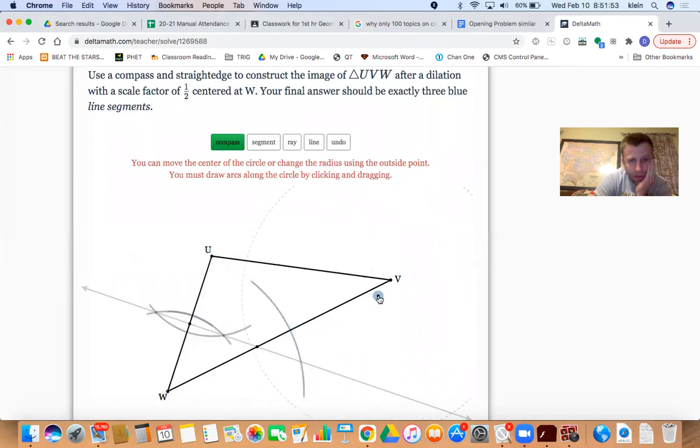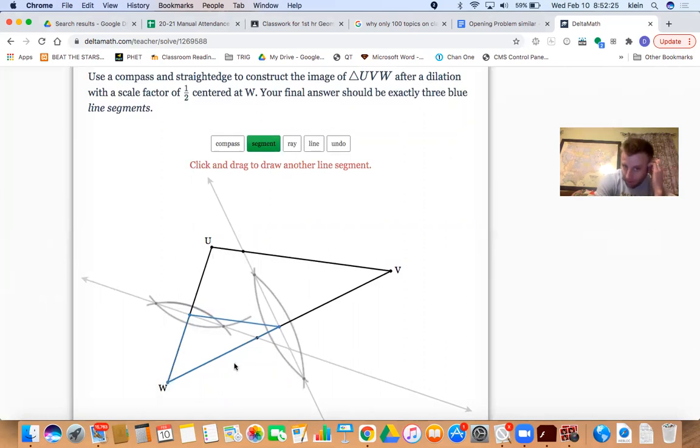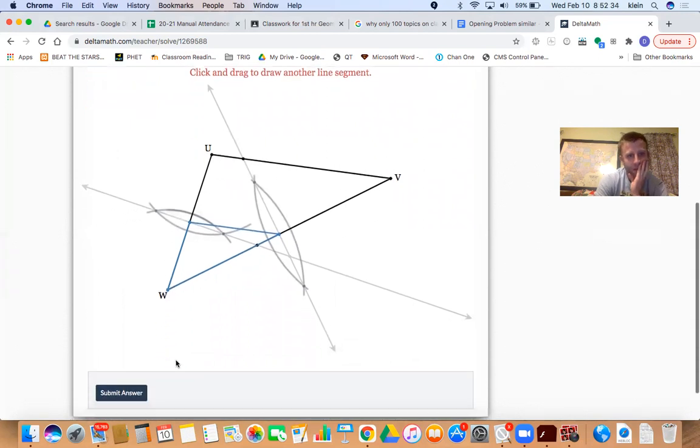Pull your compass over here, do the same arc, and then make a line that connects those 2 points. That found the middle of this side. So I pulled V halfway in, pulled U halfway in. W was the center. So my new triangle is right here. It says you have to outline it with a blue segment, so switch your segment tool. If I go there, there, and there, I basically have made a triangle that's half the size of the original triangle, dilated by a scale factor of a half, centered at W, meaning W stayed in the same place. The other 2 points just got pulled in. Let's see if that works.